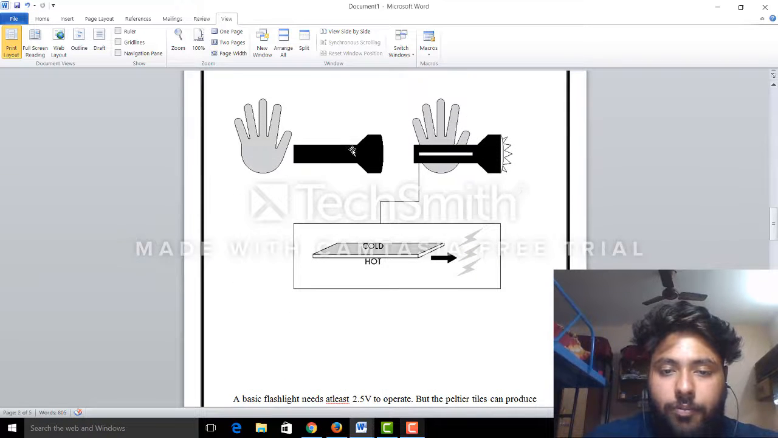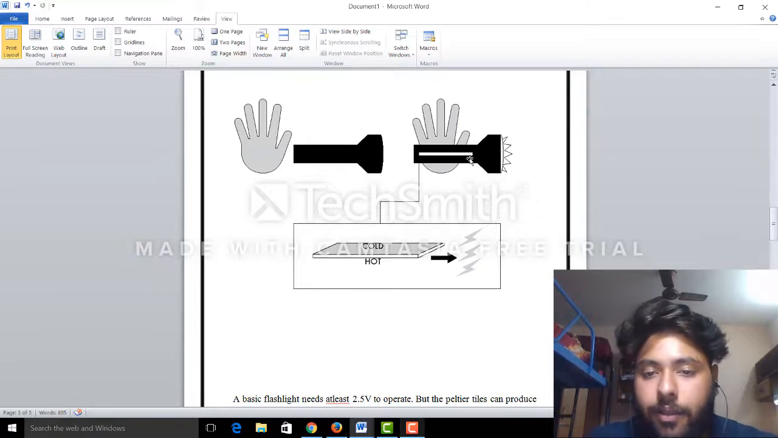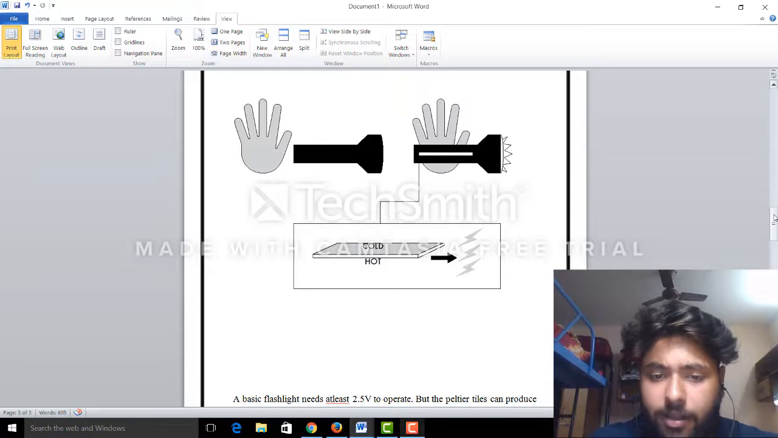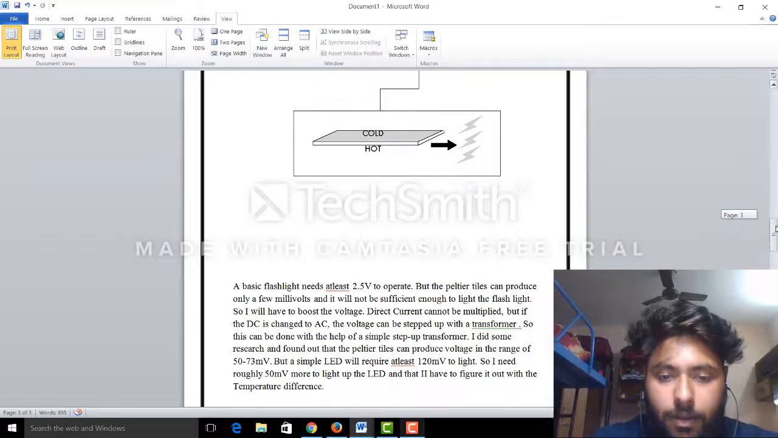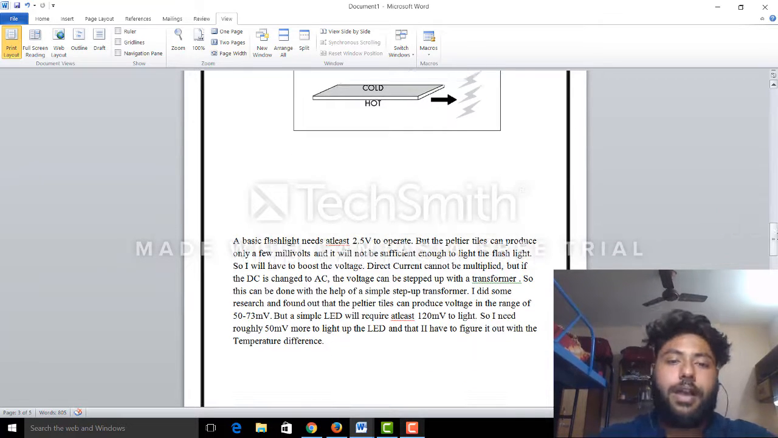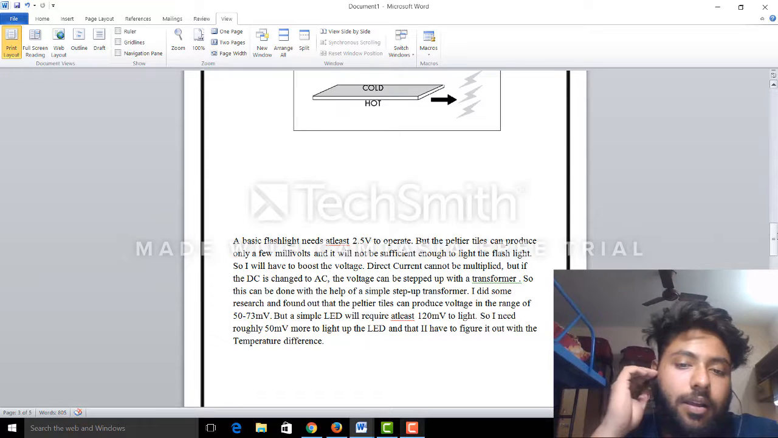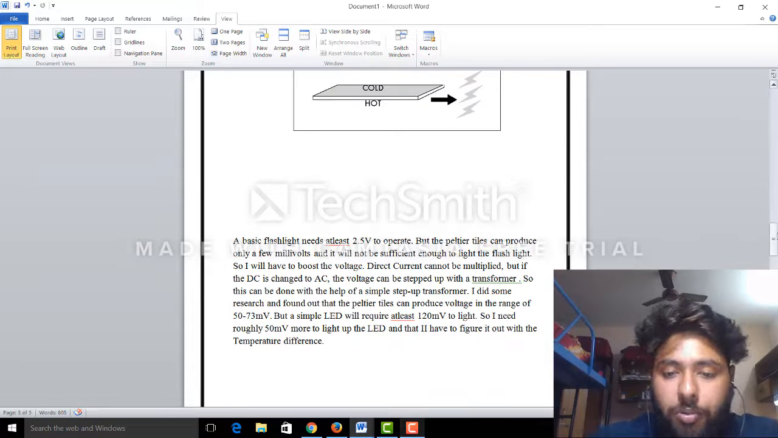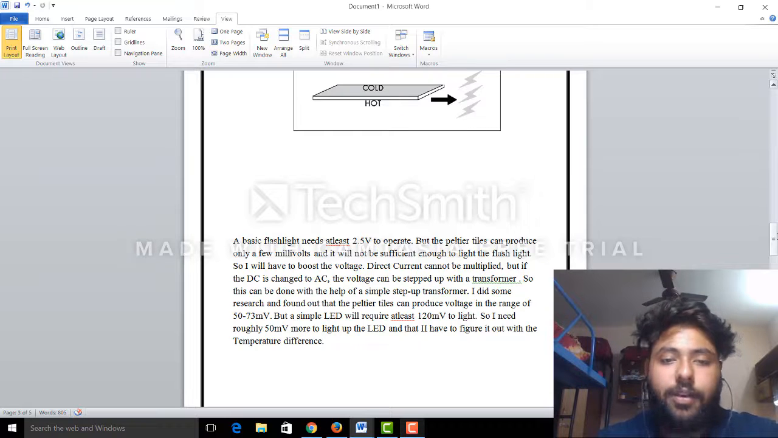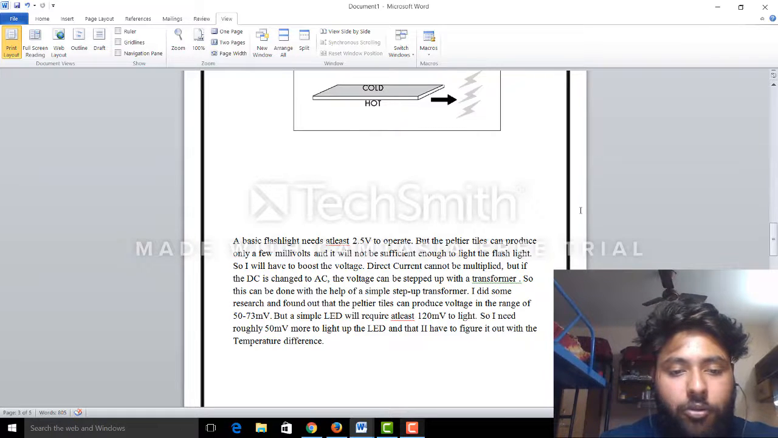This is the prototype of what I have made. This is the flashlight, this is our hand, and this one is the stretch for the Peltier tiles. For this idea, we need a basic flashlight. A general flashlight takes at least about 2.5 volts to operate, but the Peltier tiles I have taken here can only produce a few millivolts. So it will not be sufficient to light the flashlight.